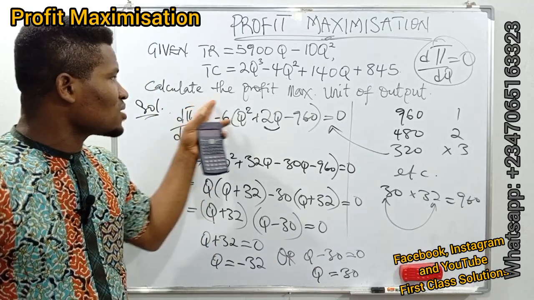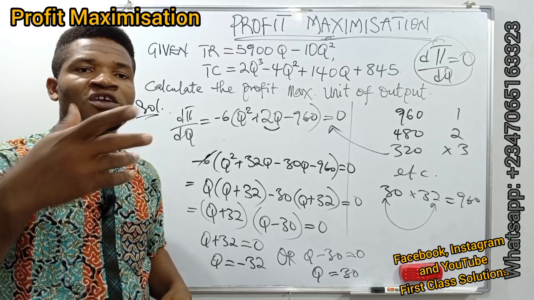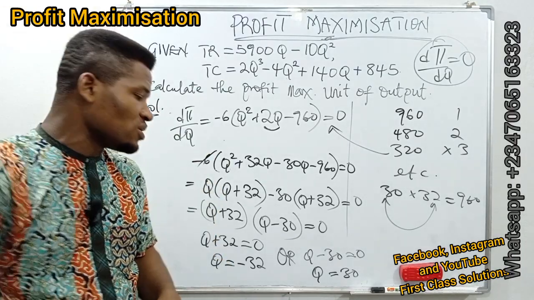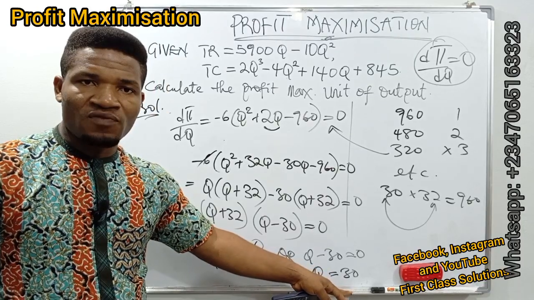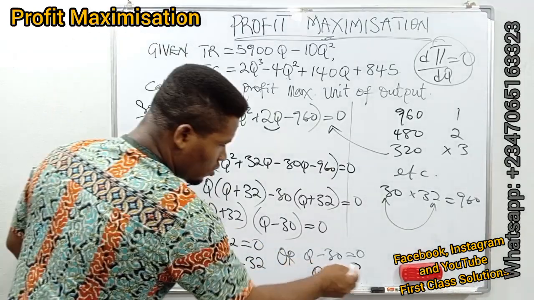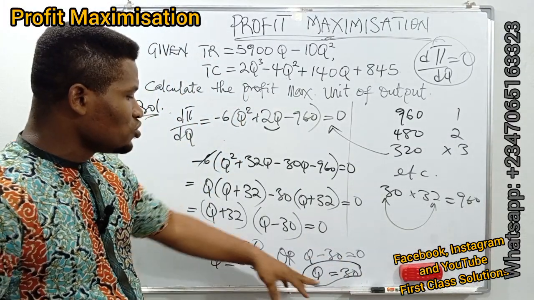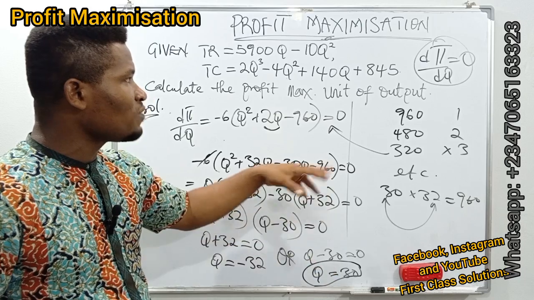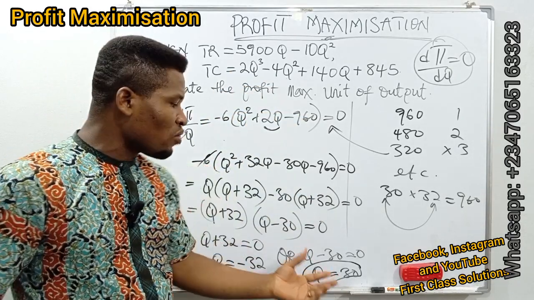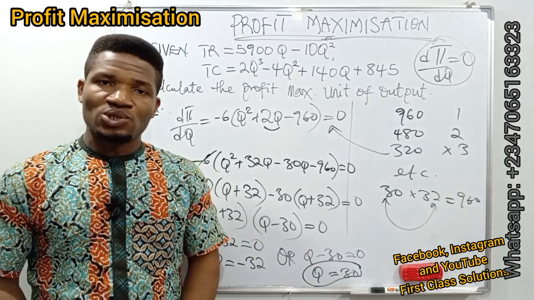Remember, what they asked us to do is to calculate the profit maximizing unit of output. That means the firm's output will not be a negative value. It can produce 10, 20, 30, 40. So in this case, it's producing 30 units of output and not minus 32. So our actual value of q will be 30. This 30 implies that if the firm produces 30 units of its output, it will maximize its profit. That will be the point where it will have its maximum profit.